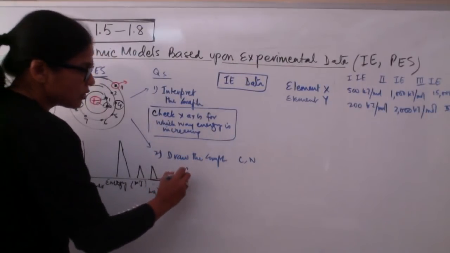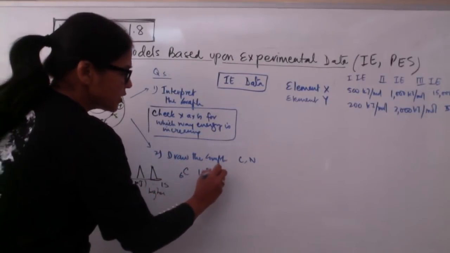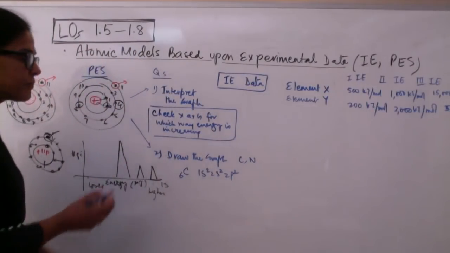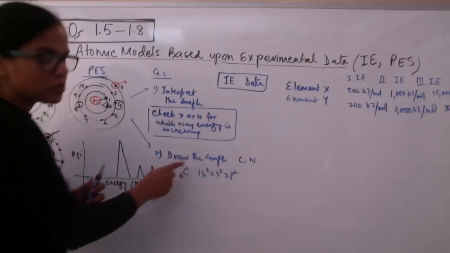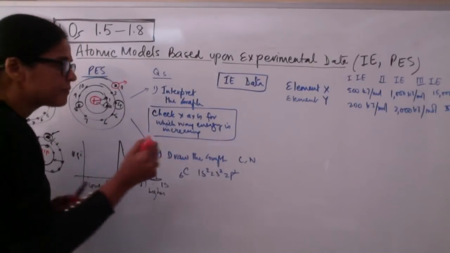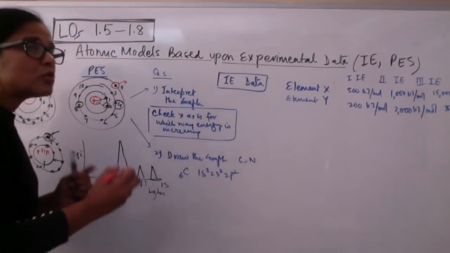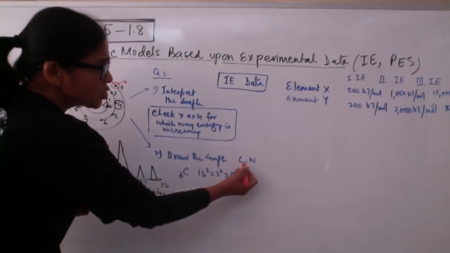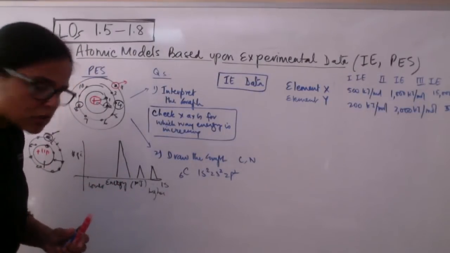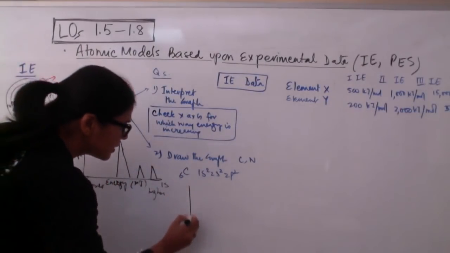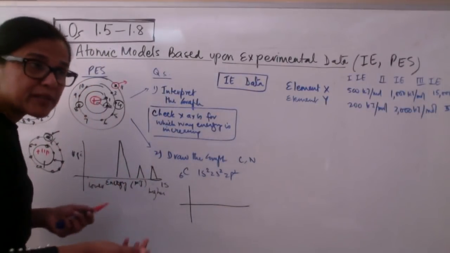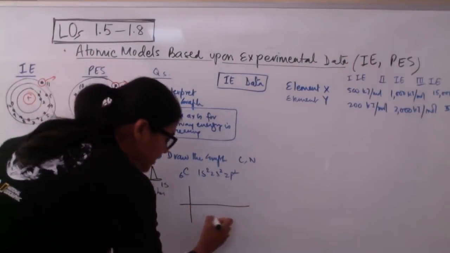And then you'll need to know that it is 1s2, 2s2, 2p2, and then you will draw the graph accordingly. One thing to remember as you draw the PES graph for elements, if you are, for example, asked to draw carbon and nitrogen. When you draw carbon, you don't have to label the energy axis with numbers, just lower or higher or increasing energy.